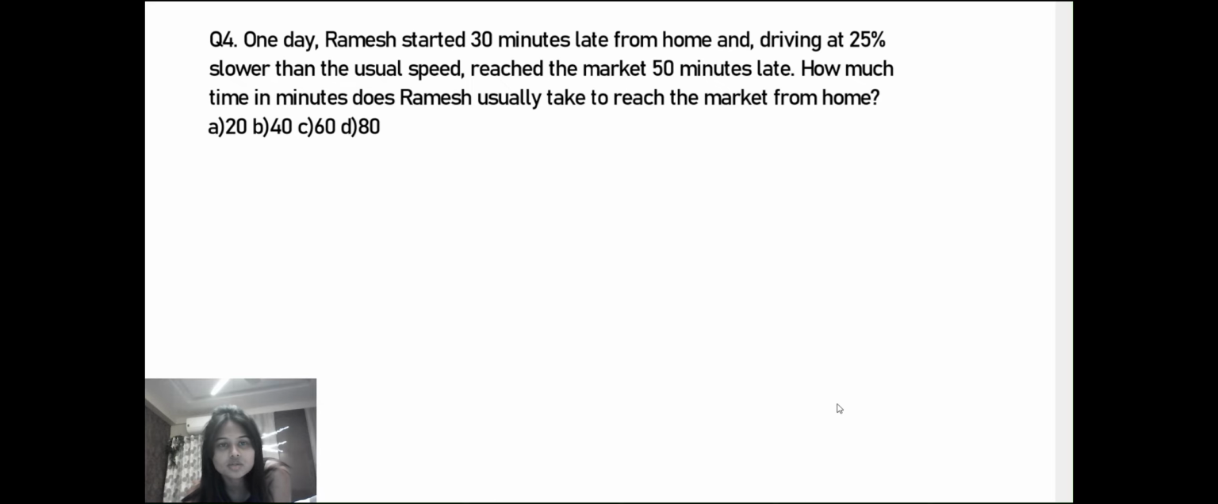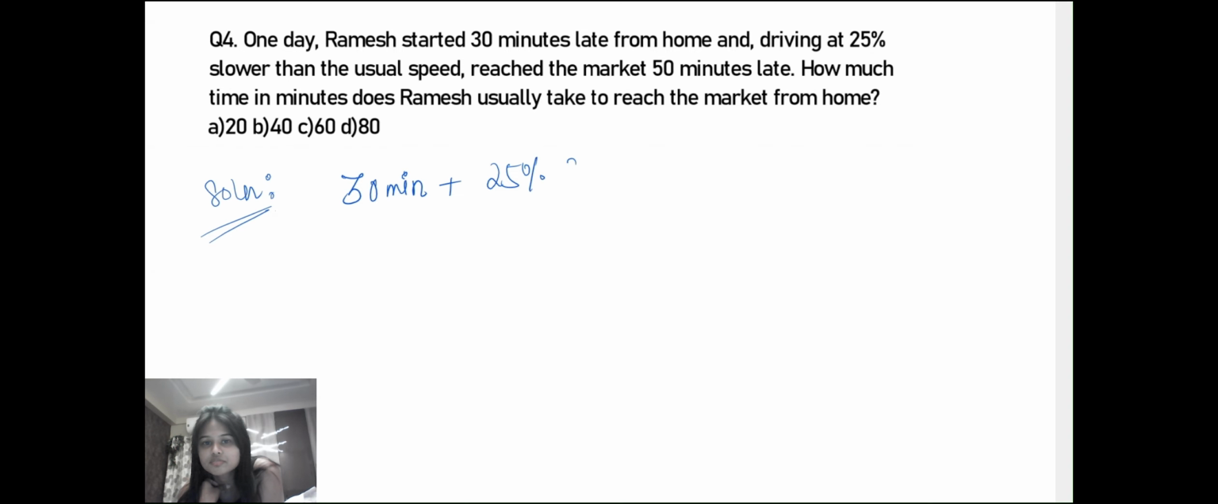Okay. So one day Ramesh started 30 minutes late from home and driving at 25% slower than the usual speed, reached the market 15 minutes late. So let us first start with the question. What it's saying is that Ramesh has already departed 30 minutes late from home, plus he drove 25% slower, and it has resulted in him being 50 minutes late.